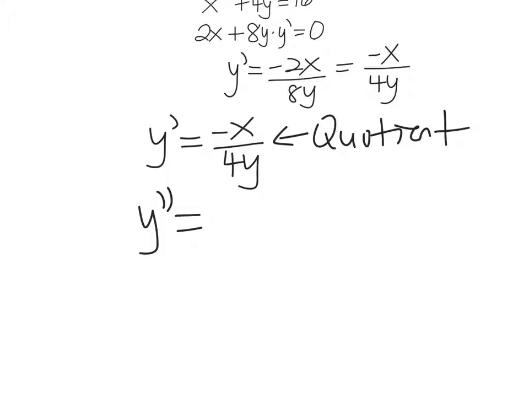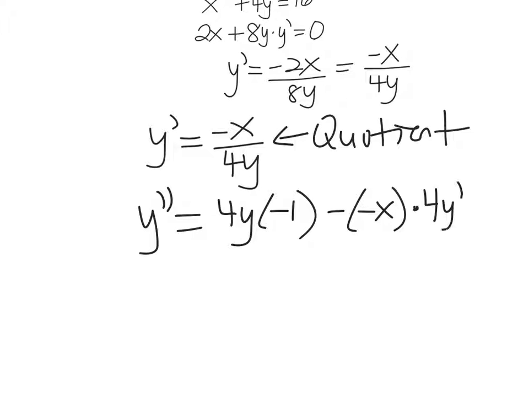Quotient rule here. Okay? So here we go. We're going to go low d high, minus high d low. Now what's the derivative of 4y? 4y prime, over the square of what's below.